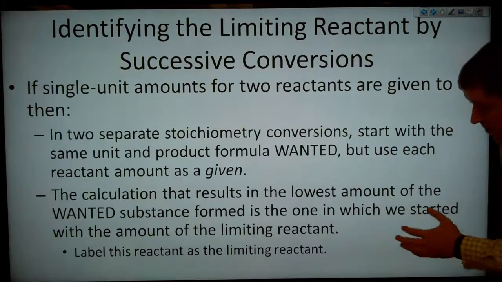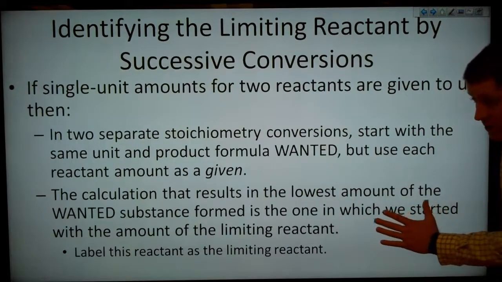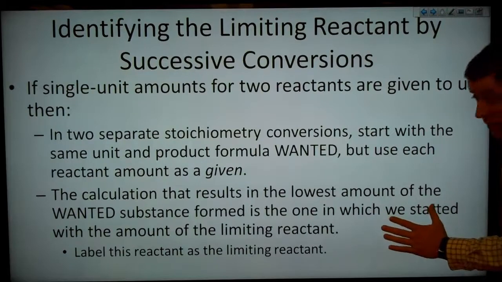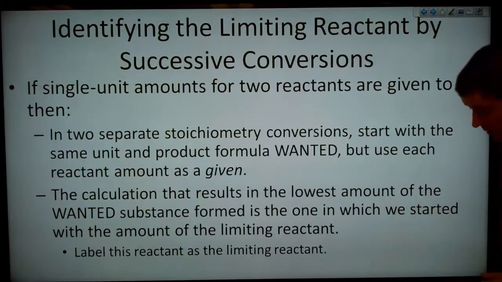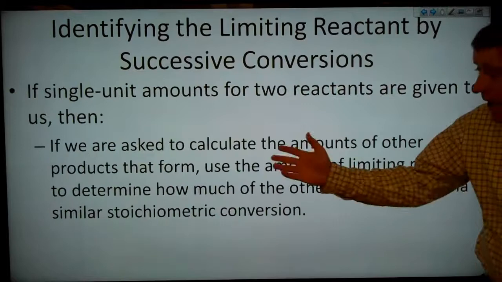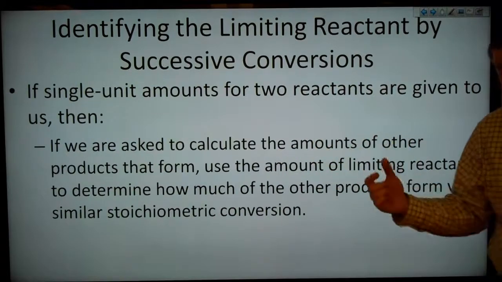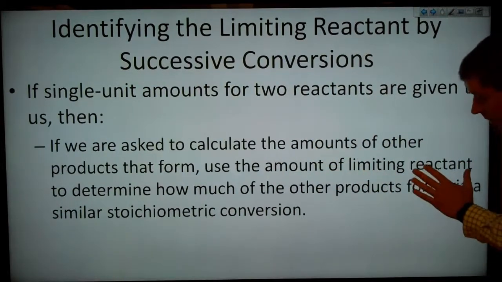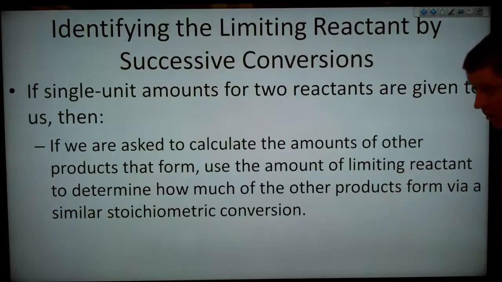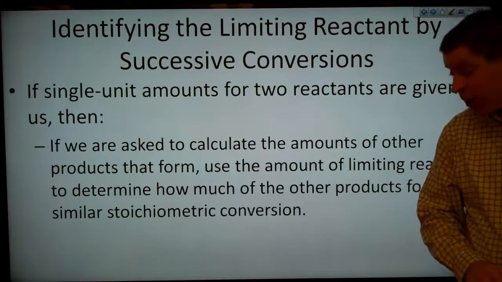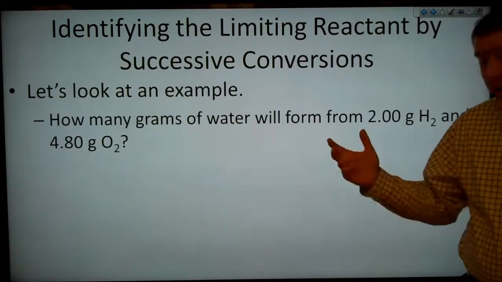The calculation that results in the lowest amount of the wanted substance formed, that product formed, is the one in which we started with the limiting reactant. And then label this reactant as the limiting reactant. And then, if we're asked to calculate the amounts of other products that form, use the amount of our limiting reactant to determine how much of the other products form via similar stoichiometric conversions. So let's look at an example.